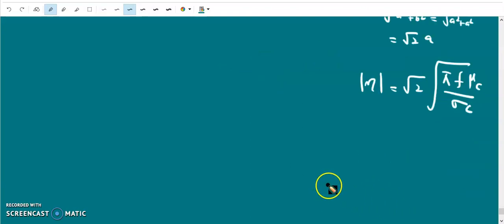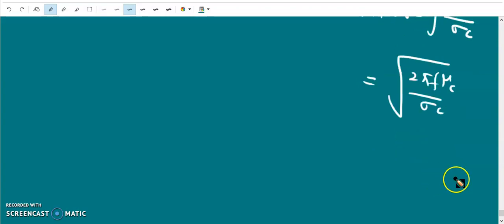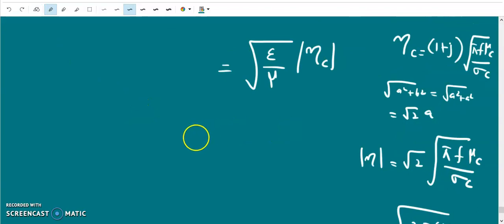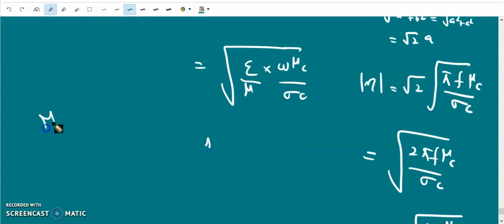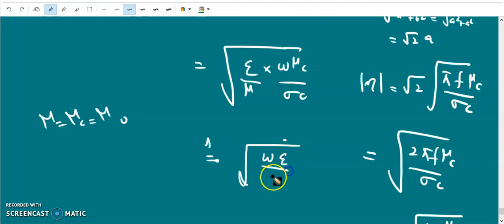So we can write it as root of 2 pi f mu c by sigma c, that is omega mu c by sigma c, since 2 pi f is omega. So substituting this over here, we can write epsilon into this omega mu c by sigma c, and there is a mu over here. Mu is the permeability of the dielectric medium and mu c is that of the conductor. Since both are non-magnetic, mu and mu c are equal to mu 0, so they cancel, and we have root omega epsilon by sigma c, and this is a very small quantity. This is Ez by Ey for a lossy transmission line.